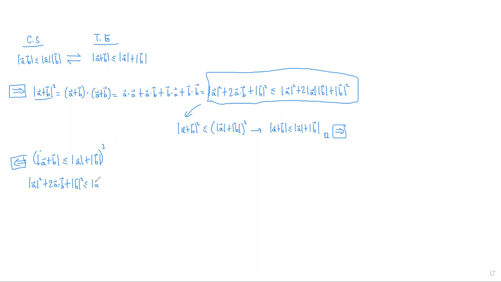So that's |A| squared plus 2|A||B| plus |B| squared. And we can cancel these two because they're the same thing. And you get 2 A dot B is less than or equal to 2|A||B|, but you can get rid of the 2 and you get A dot B is less than or equal to |A||B|. And we are done. This is the backwards proof.